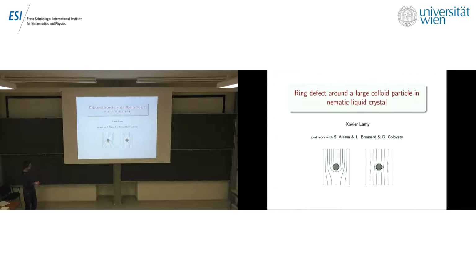Those pictures I stole from, I think, a review paper by Stark, where you see that when you put a particle inside a nematic liquid crystal, if you have some anchoring on the boundary of the particle, then you create defects. And those are the two pictures that people expect when you have radial anchoring. Either you create a point defect or you create a ring defect around the particle, and I will be focusing on that situation.